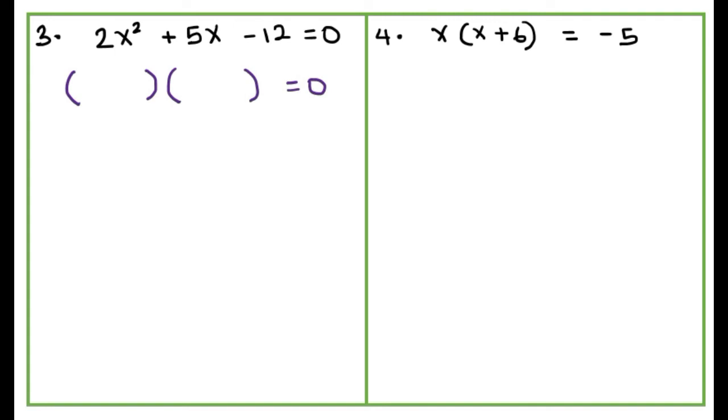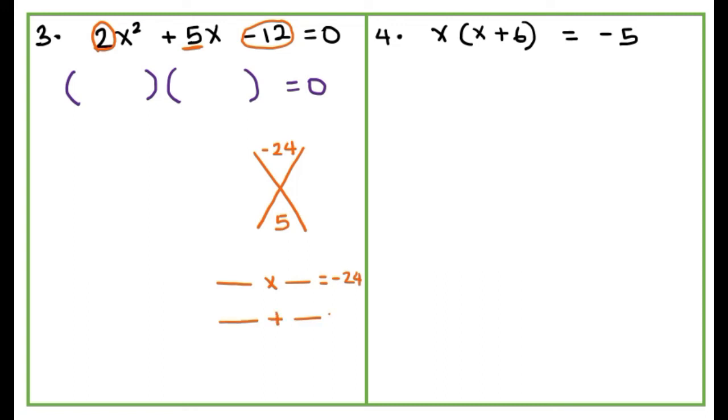So, we have got to get the leading coefficient, which is 2, times c, which is negative 12. So we get 2 times negative 12 to get negative 24. And then we have got a 5 here. So we need two numbers that can be multiplied to get negative 24, and two numbers that can be added to get 5.